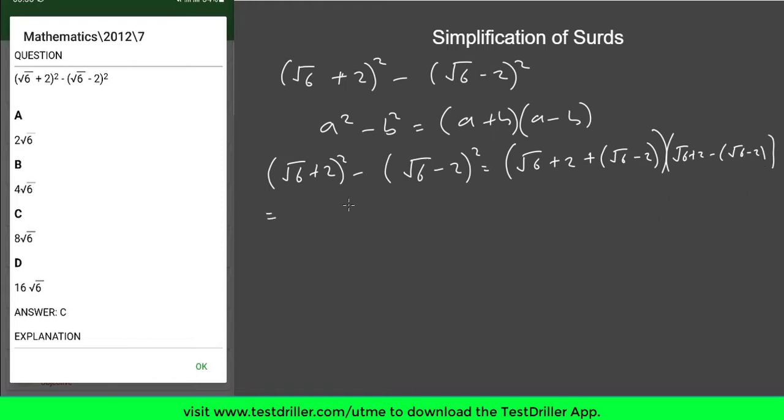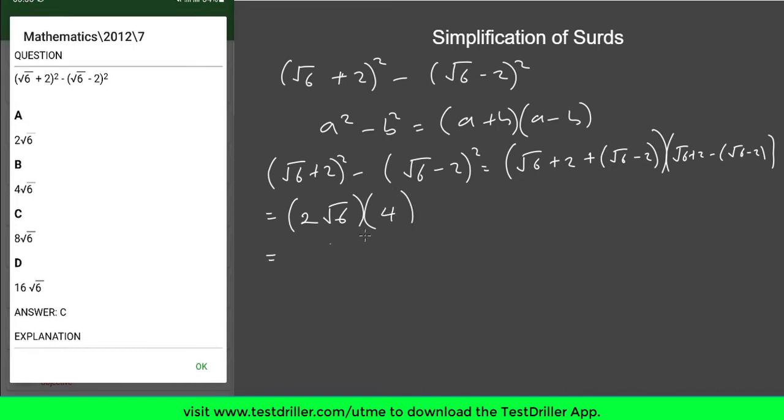Now we open the bracket, we simplify here. So that gives us root 6 plus root 6. If you apply the rule of addition, that will give us 2 root 6. Then plus 2, then minus 2. That cancels out. So that becomes 0. Now for this other case, we have root 6 minus root 6. If you open this bracket, that becomes minus root 6. That becomes 0. Then this becomes 2 minus minus 2. So minus times minus is plus. So eventually you get 4.